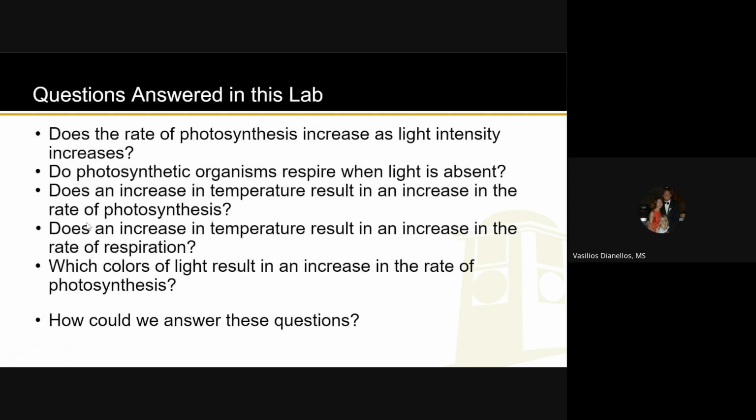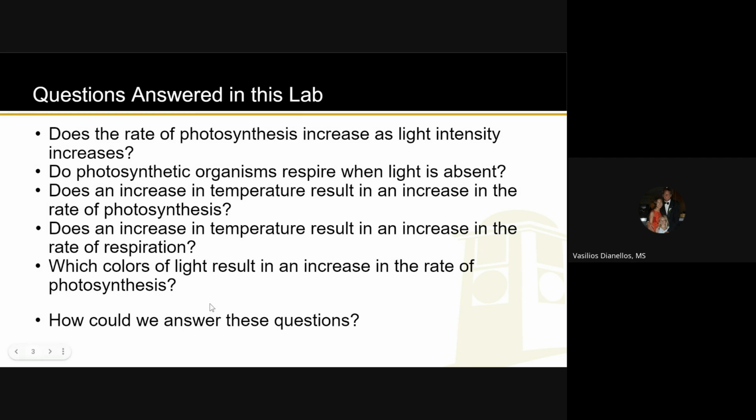And again, another way you could ask that question is, which color is best for photosynthesis, or which color is worst for photosynthesis, right? So we're going to have different colored lights, blue lights, green lights, white lights, and I'll explain all that later. So these are the questions that we will be answering in these experiments in this lab.